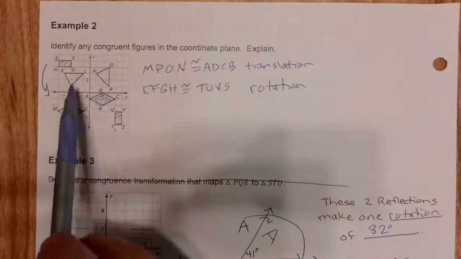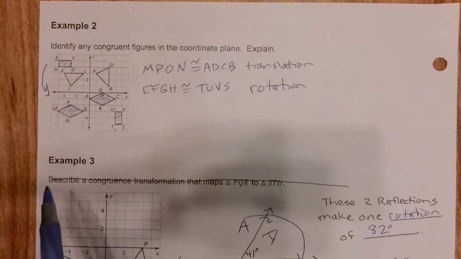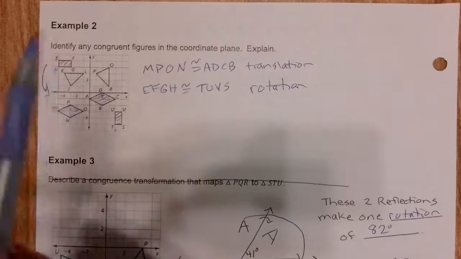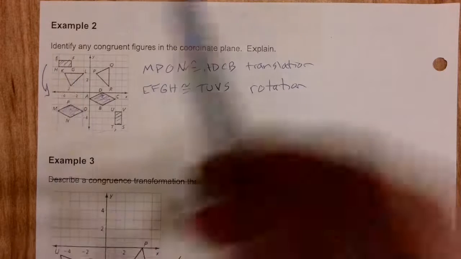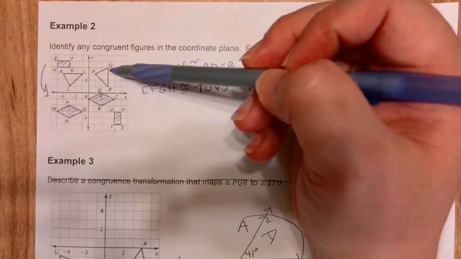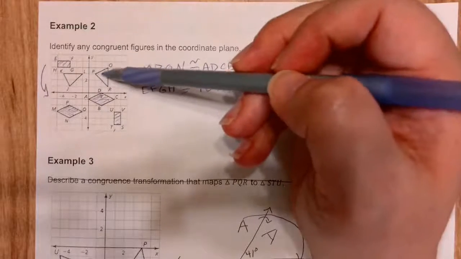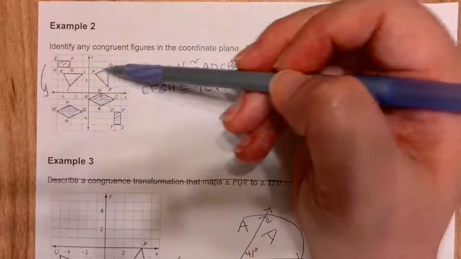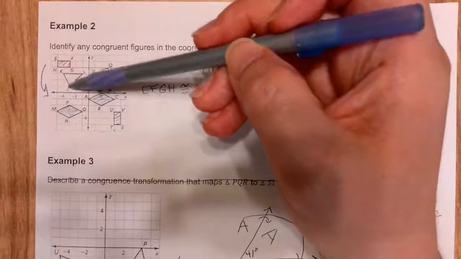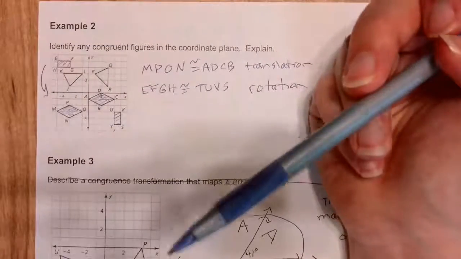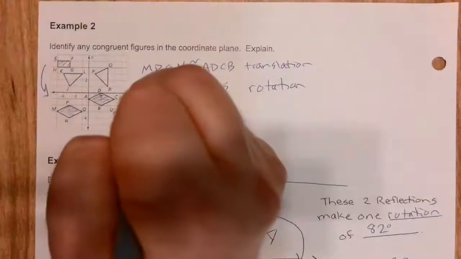All right, this one. Are these two triangles exactly the same shape and size? Look, this side is 3 long. This side is 3 long. This side is like diagonally across 2. This is diagonally across 2. These are the same shape, same size.